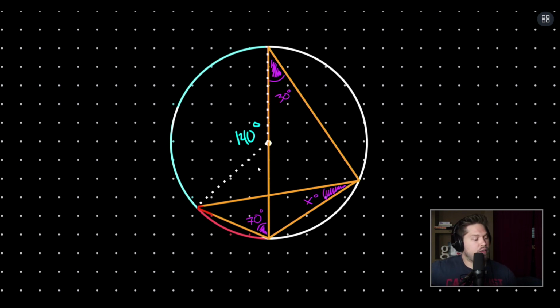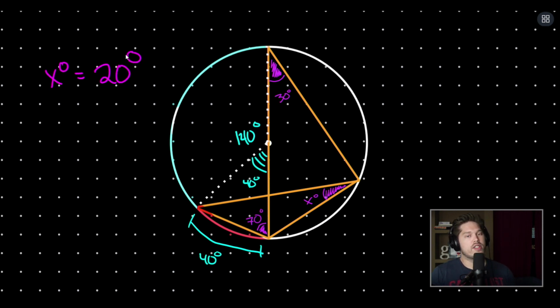And also, I can find this other portion to be 40 degrees as it meets a diameter. And if this is 40 degrees, that means this arc measure will also be 40 degrees. Therefore, my inscribed angle x will be half of the arc measure. Thus, angle x is equal to 20 degrees.